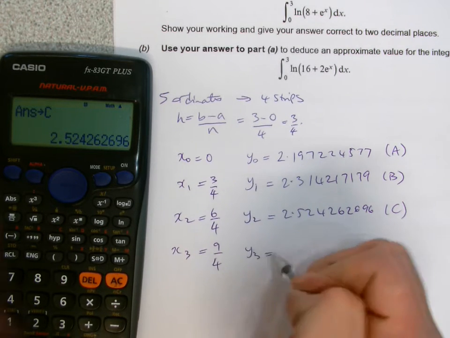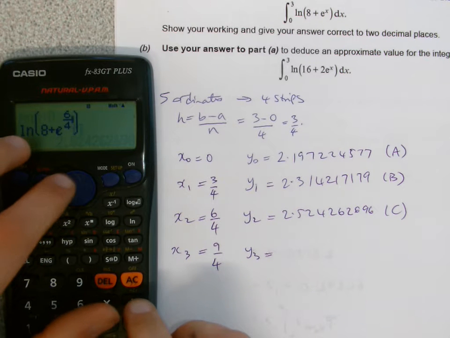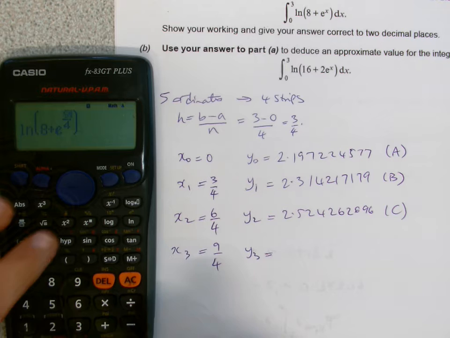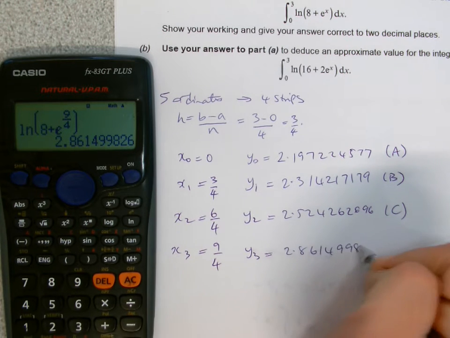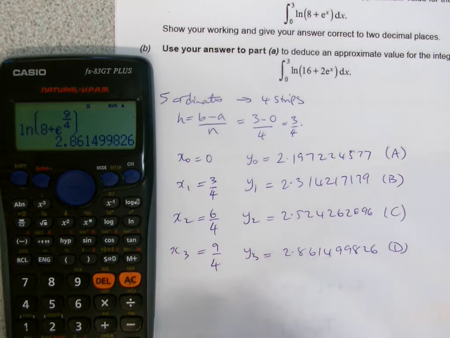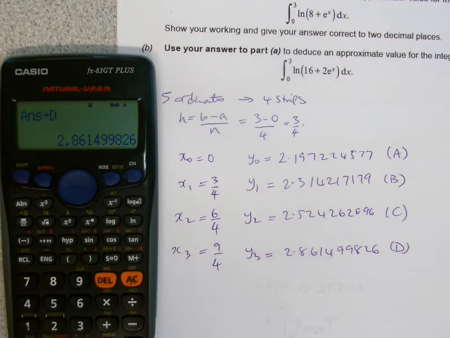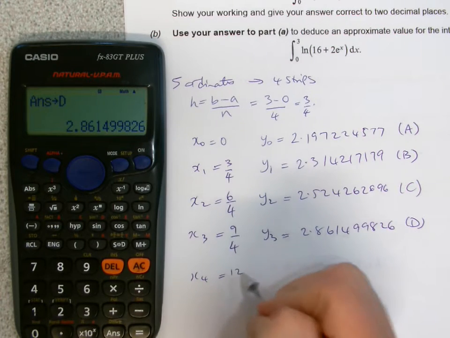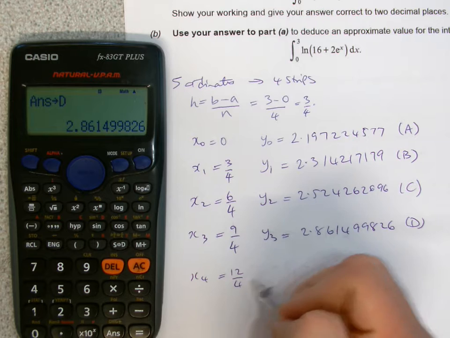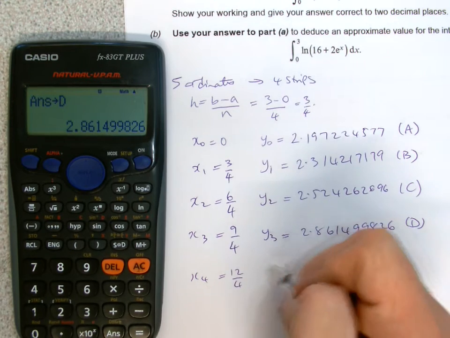So y3 will equal, so let's go back up here. Where are we? 9 quarters, so we've got that. 2.861499826. So I'm going to store that into D. So shift store D. Okay. And then we've got x4, which will be 12 quarters. Of course, add another 3 quarters, 12 quarters, which of course is 3, isn't it? 12 quarters is 3, which is what we want to be at.